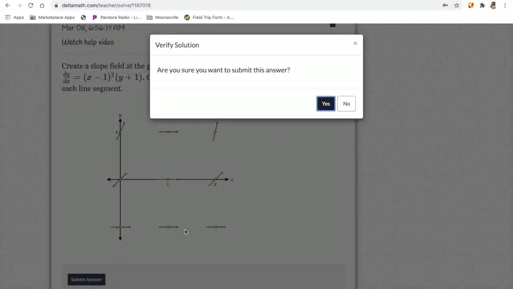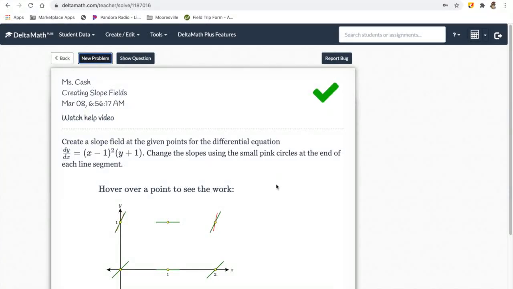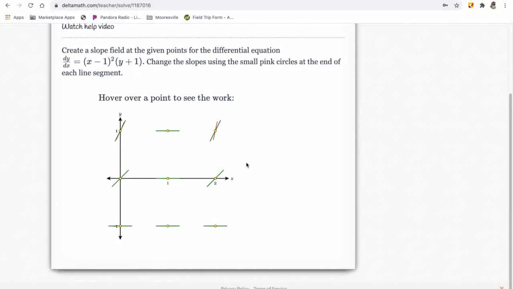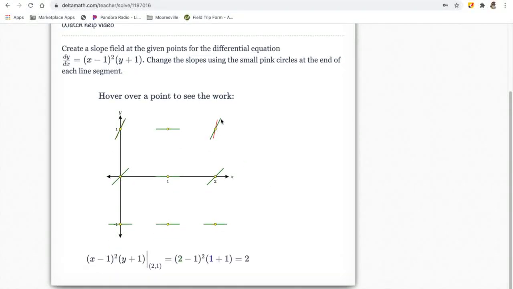So I'm going to submit the answer. If it's wrong, they'll tell me where, I think. And if it's right, they'll say you're good to go. And we got that right. Now notice here, I didn't quite make this line steep enough, but they're very lenient about that. That's okay. The main thing is that you understand if it's a whole number, it's going to be steep. If it's a small fraction like 1/2 or 1/3, it's going to be a lot less steep.